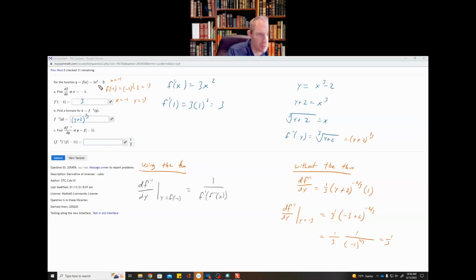Okay, so f prime of x is 3x squared. I've already figured out my x's and y's. If I plug in my negative 3 for y, then I get negative 1 for x. So this is just 1 over f prime of negative 1, which is 1 over 3 times negative 1 squared, which is 1/3. So you can see, same answer.